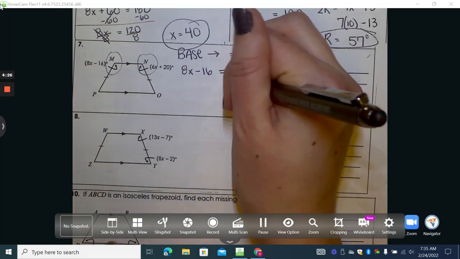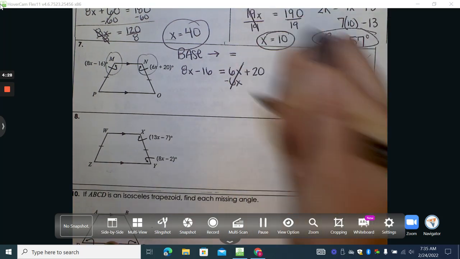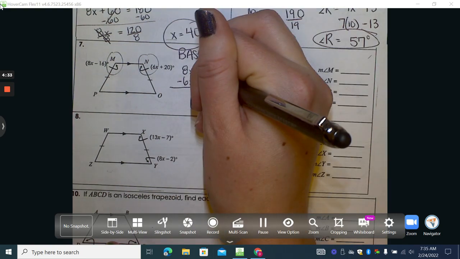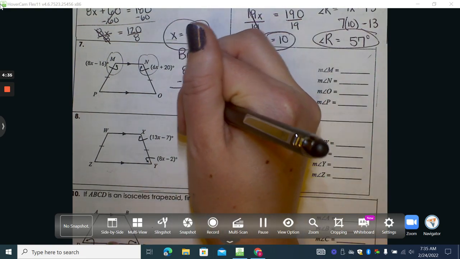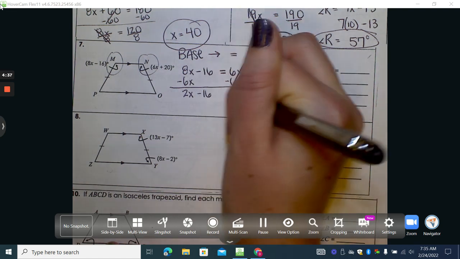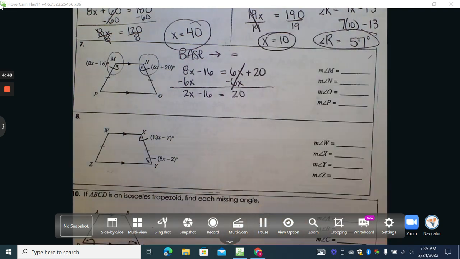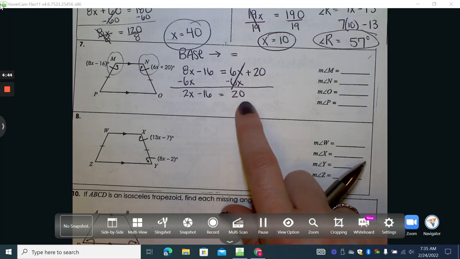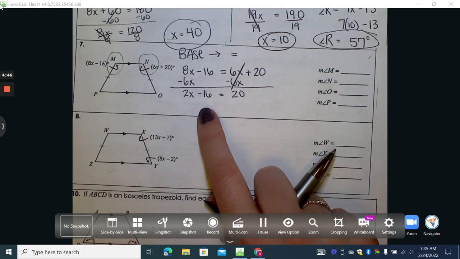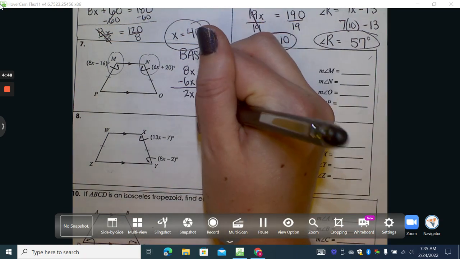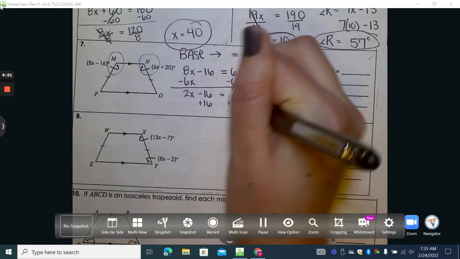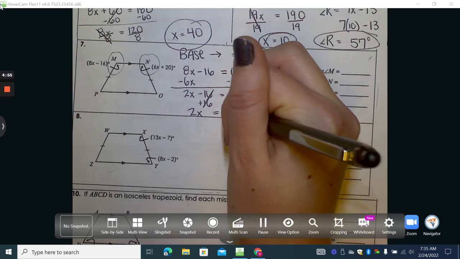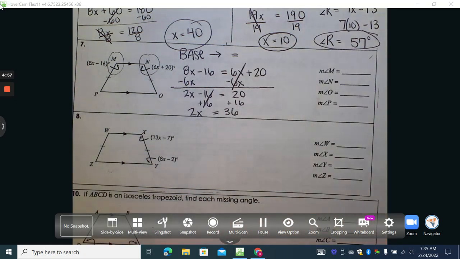Let's subtract 6x away from this right side and subtract it all the way over to the left side. 8x minus 6x is 2x. And I'm left with just the 20 on this side. I drop it down. So 2x minus 16 equals 20. Let's finish that equation. I'm going to add 16 to both sides. And I'm going to be left with 2x equals 36.